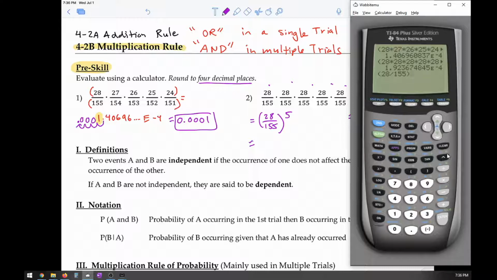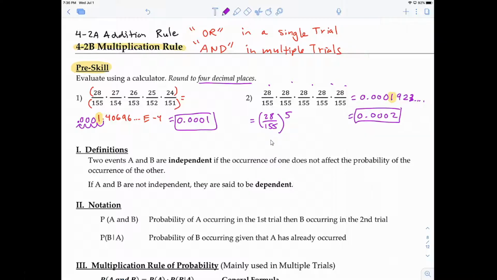So the power function is the caret button right here, right above the division sign. So we're going to raise that to the 5th power and then evaluate. So notice how we get the same exact answer. So it's a little bit of a shortcut that you can use. Saves you a lot of time as you're going through these problems.